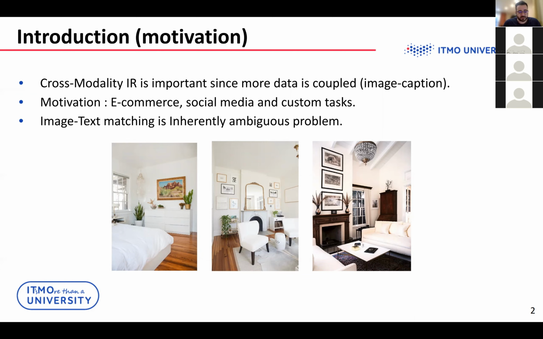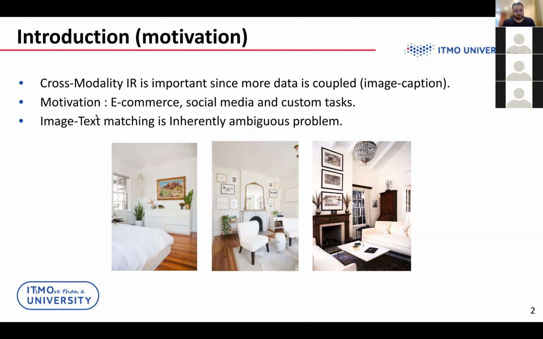It also has many applications in e-commerce, in social media, and for custom tasks. For example, if you are a photographer and you happen to take a lot of images, then probably you want to have some tool to search through your own personal gallery. Also for e-commerce, people like to describe what they want to buy, and then people get frustrated if they don't see the product that they had in mind right away. So it's very important for e-commerce, for social media, for all kinds of tasks that involve searching through images or other stuff.